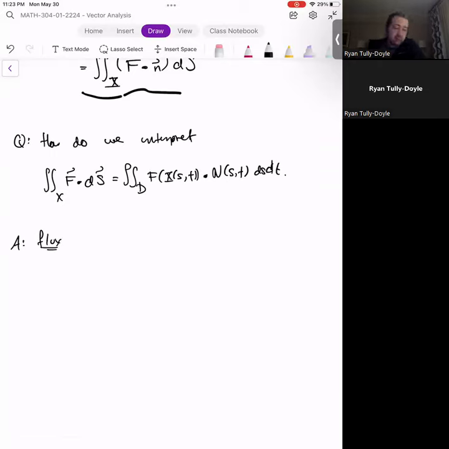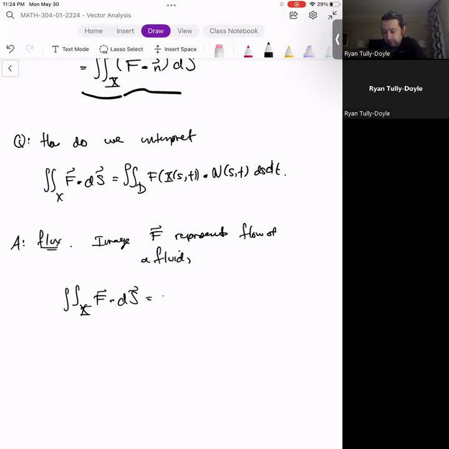So if we think about this as like a fluid flow, if you imagine that F represents the flow of some fluid, water, say, then the double integral over X of F dot dS is going to get you a measure of the amount of water going through the surface S per unit time.